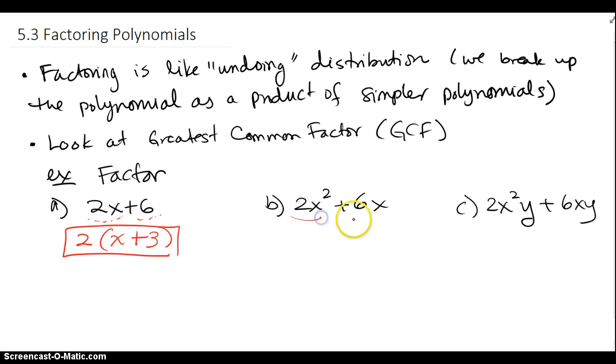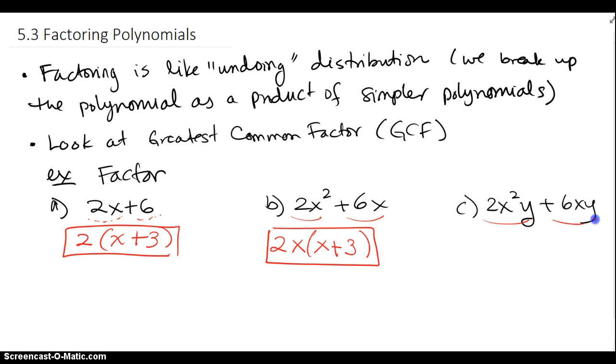Same thing here. I got the first term, I got the second term. They both have a 2 in common, but not only 2, they also share an x in common. So I pull out 2x, and that leaves me with only 1x in the first spot, plus 6 divided by 2 is 3, and x divided by x is gone, so I have x plus 3 left. Again, I can distribute and check my work.